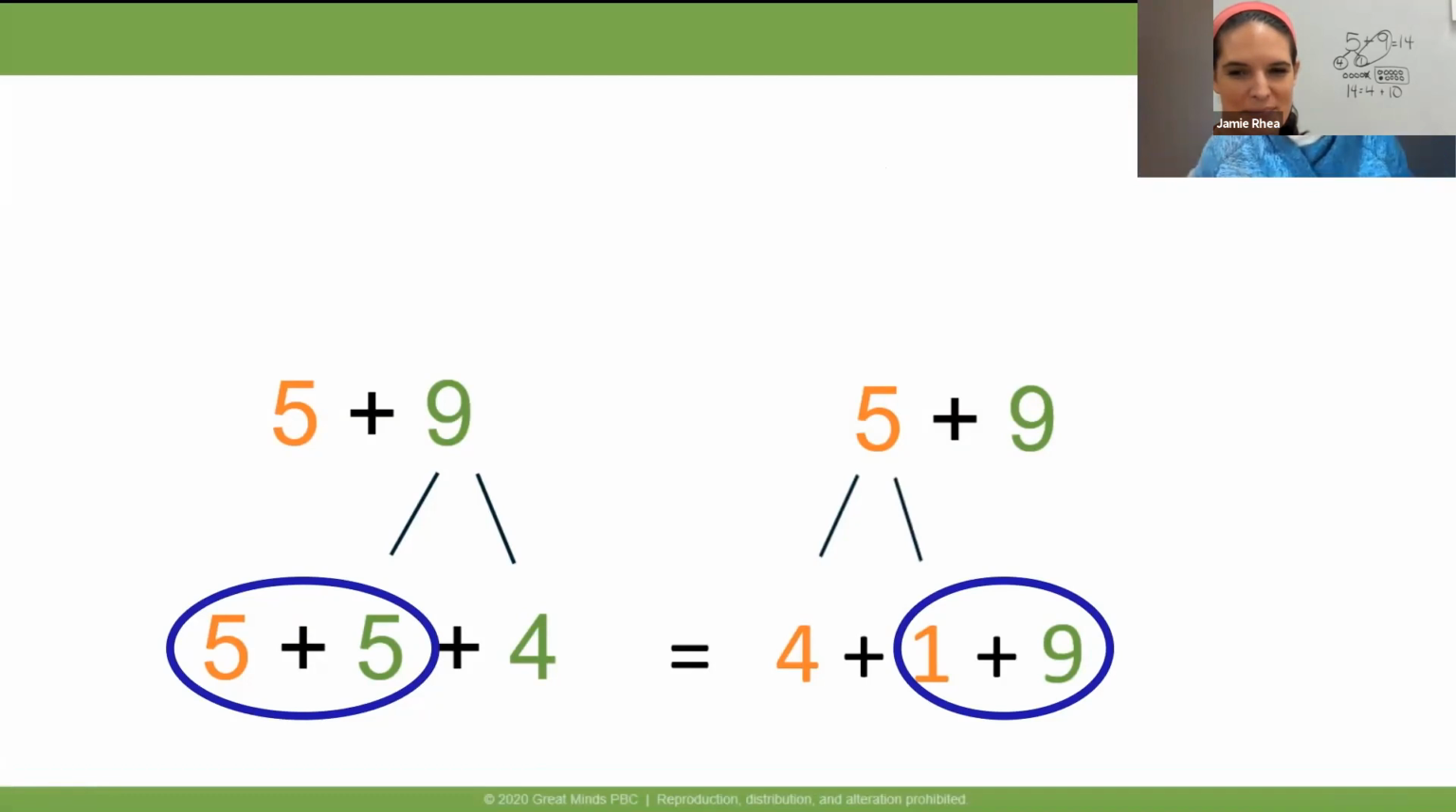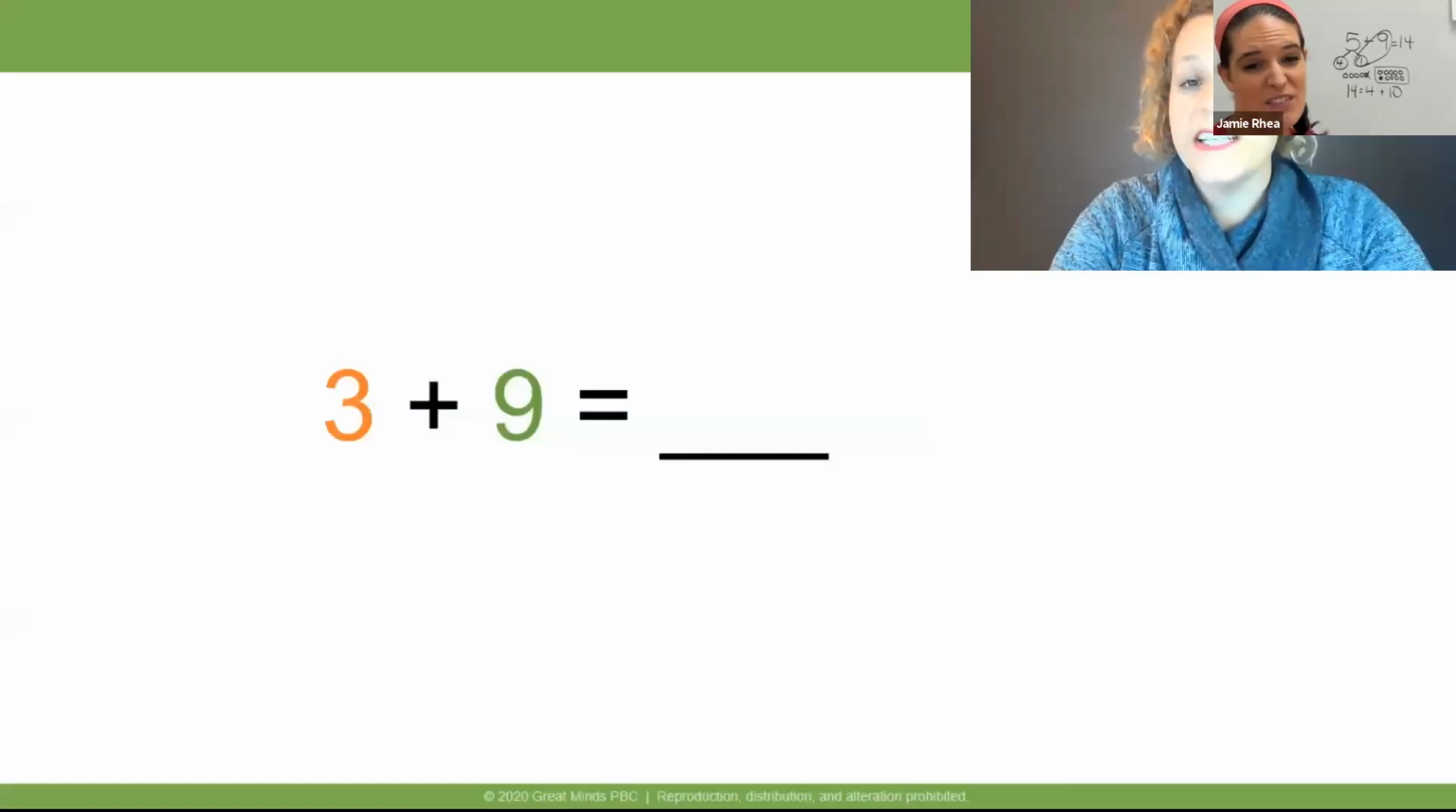And you can see when we broke the numbers apart that we didn't add any more to it and we didn't take anything away. So we can be flexible with our thinking and how we choose to break apart numbers and put them back together. Which way would you prefer to make 10? Using the 9 or using the 5? Guess it would depend on the numbers. Sometimes 5 and 5 are easier.